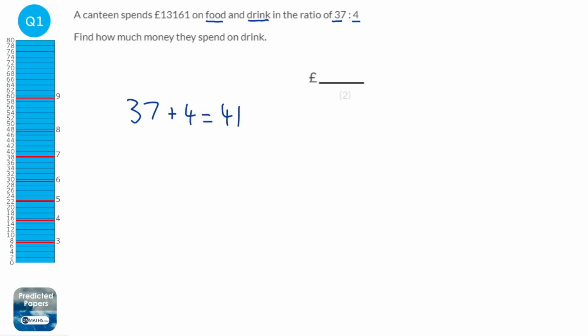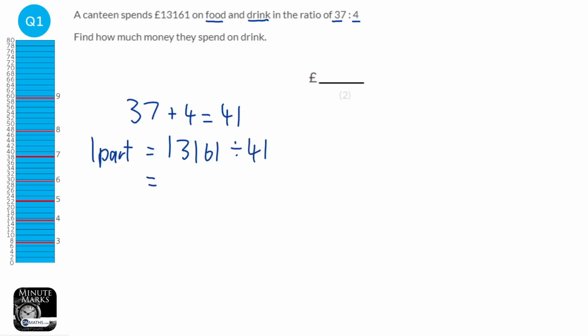Now each pile is equal, so to work out how much one pile or one part is worth, and in maths we call them parts, but they're just like piles of money. We're going to do 13,161, the total amount of money, and we're going to divide it by how many piles there are, which is 41. When we do that, we get 321. So each pile is worth 321 pounds.